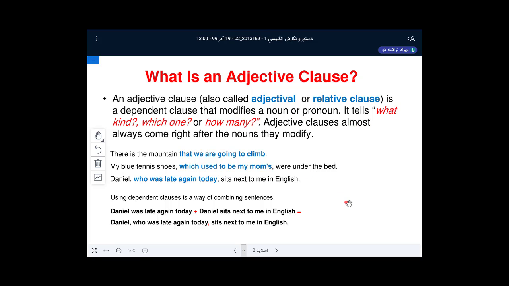Go on, my blue tennis shoes. My blue tennis shoes, which used to be my mom's, were under the bed. Very good. Here the subject is shoes because my is a noun marker. It is a possessive adjective. Blue is the color, it's again an adjective. Tennis is a noun, and a noun can come before another noun and function as a noun marker. So shoes is the first noun. It is plural and it requires a plural verb.